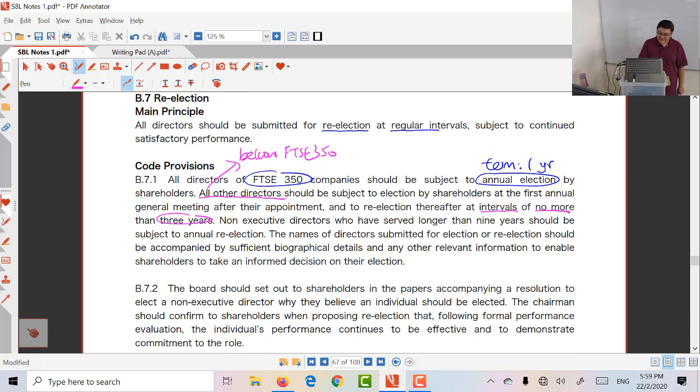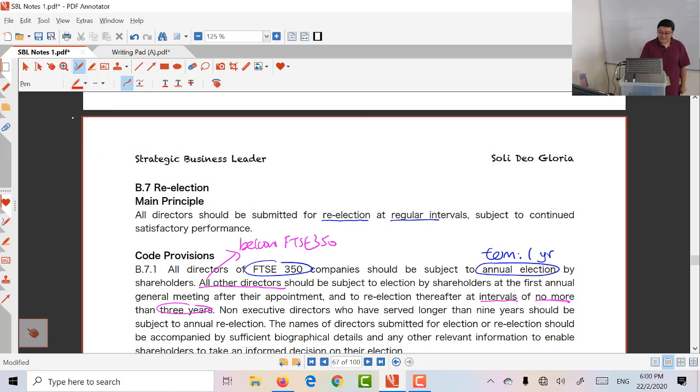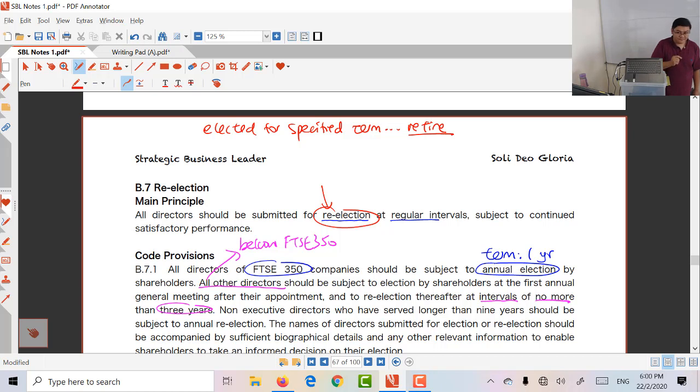And then it goes on and says that a NED who served more than 9 years is subject to annual re-election. Whatever you see here, this is a concept, a practice, that a director will be elected for a specified term, and then at the end of the term, the director will retire. You retire, you step down, and then subject to reappointment.